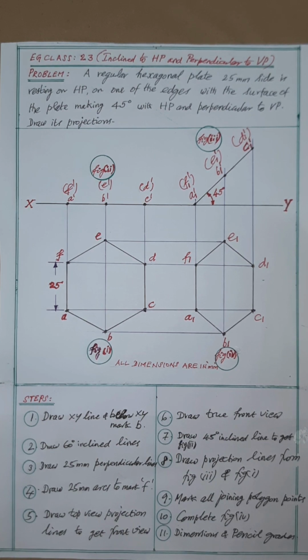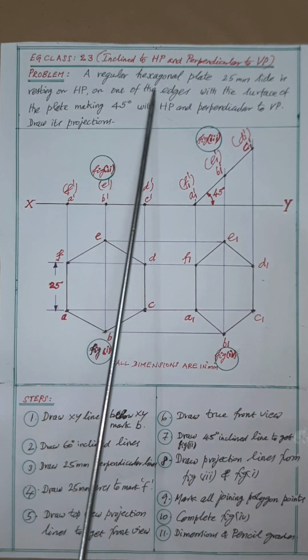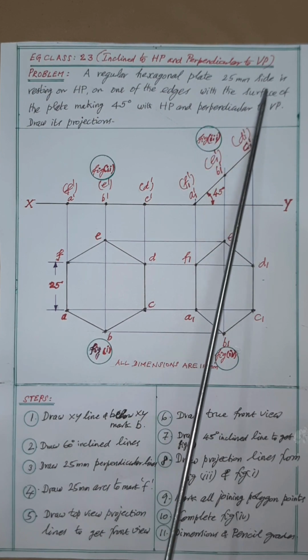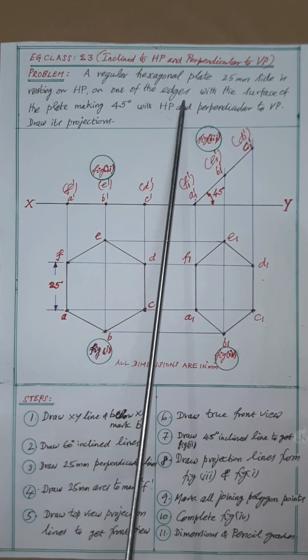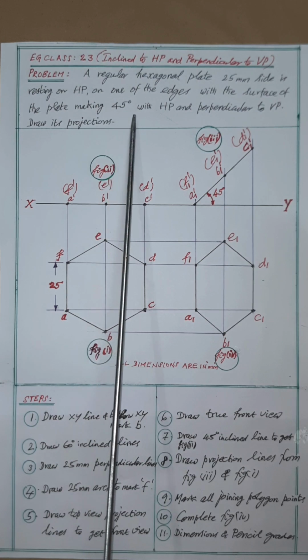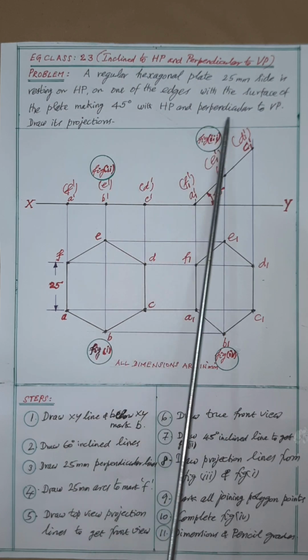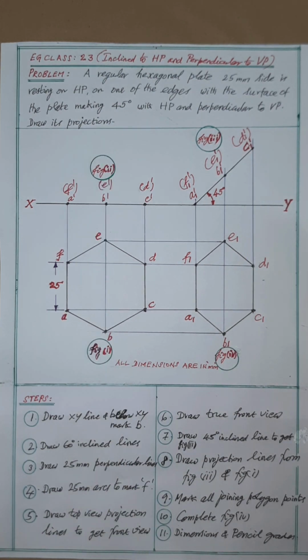First, let me read the problem given here. A regular hexagonal plate 25 mm side is resting on the horizontal plane on one of its edges, with the surface of the plate making 45 degrees with the horizontal plane and perpendicular to the vertical plane. Draw the projections. Here the completed drawing has been shown for reference. However, we see the method of drawing through the step-by-step procedure.